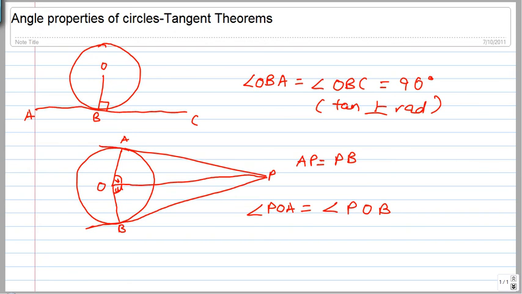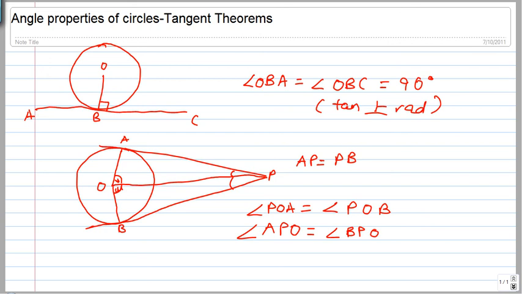At the same time, if the line joining the external point, which is P, to the center of the circle also happens to bisect the angle between the tangents, so it will bisect the angle between the tangents. Therefore, this angle is also equal to this angle. Angle APO is also equal to angle BPO.